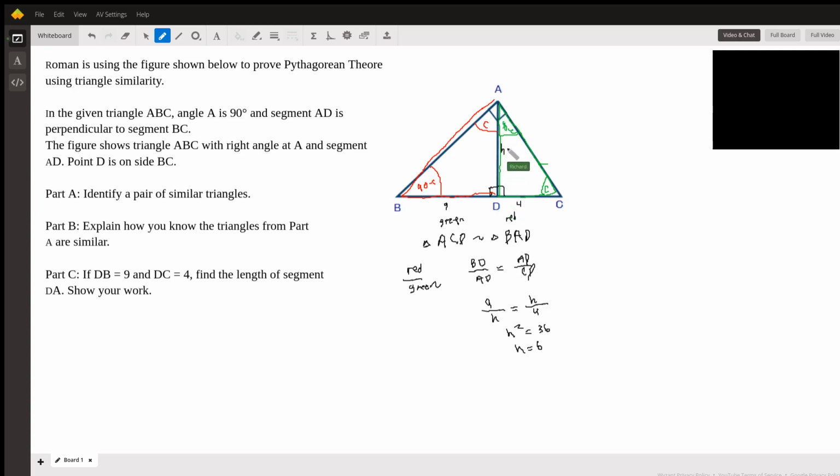So the name of this theorem is the altitude-on-hypotenuse theorem. And we just proved one part of it. There are actually 3 parts to the theorem. We just used one part of it here.